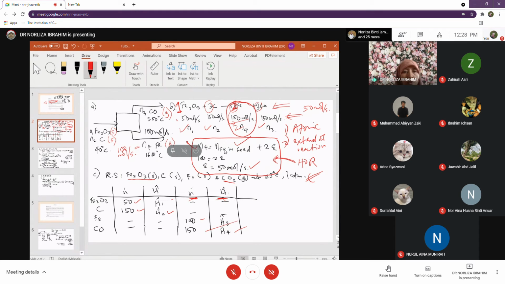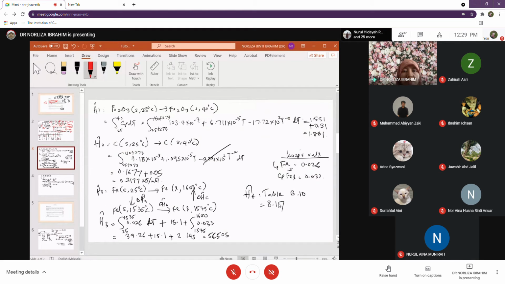The first enthalpy is on the ferric oxide, H1. So if you refer to table B2 for the heat capacity, this is the CP for that ferric oxide. This is from table B2, under C. C, as I mentioned earlier, is referring to crystal. So crystal can be assumed to be solid. So this is the CP.